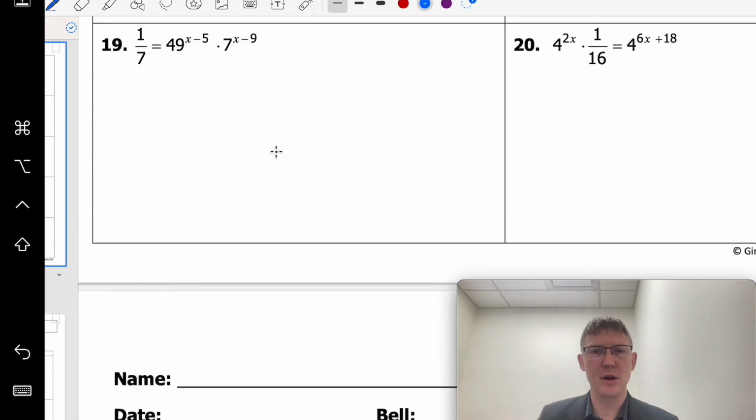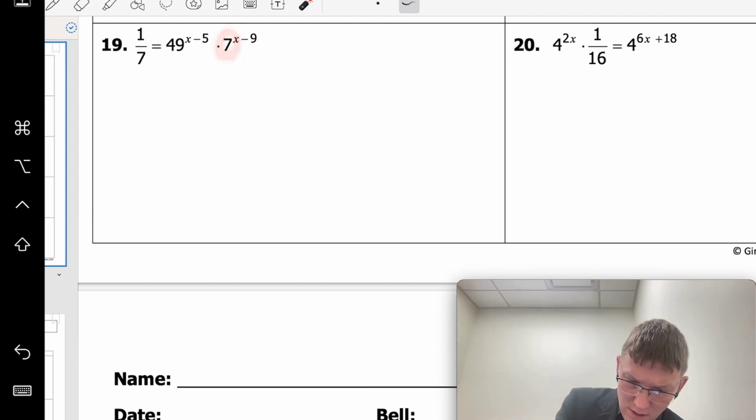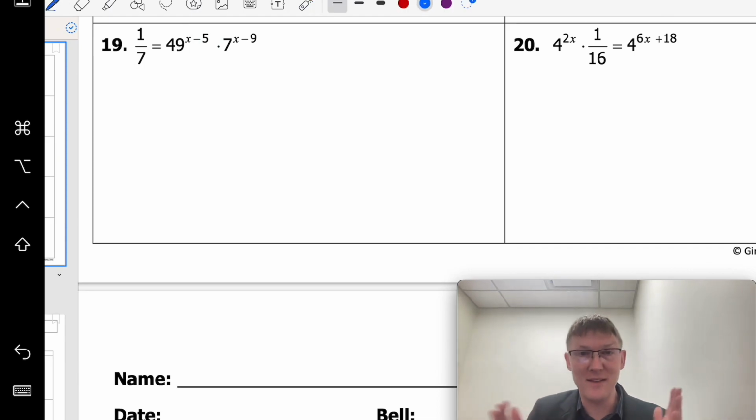So I jumped down to number 19 because it's just a little bit more complicated and it shows a lot of different processes that we're going through. So here I am. I'm looking at this problem for the first time. And I know that I need to find some common bases. So I already see a 7 and I see a 7 here. Okay, so that's common. And a 49 is the same as 7 squared, right? So now we're just going to have to start rewriting all of this stuff in base 7.